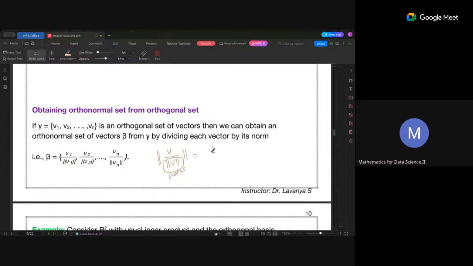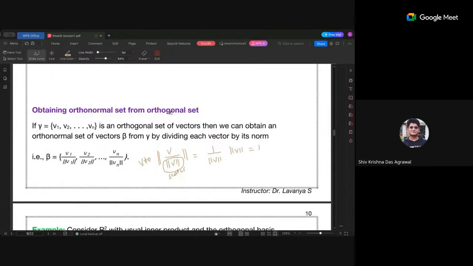So this scalar you can bring out, and inside you will have norm v. Now what is this equal to? One. So for any non-zero vector, norm of v by norm v is always 1. That is why, to create an orthonormal set from an orthogonal set, you just have to divide each vector by its norm so that each has norm 1. Okay, is that clear how we are obtaining an orthonormal set from an orthogonal set?